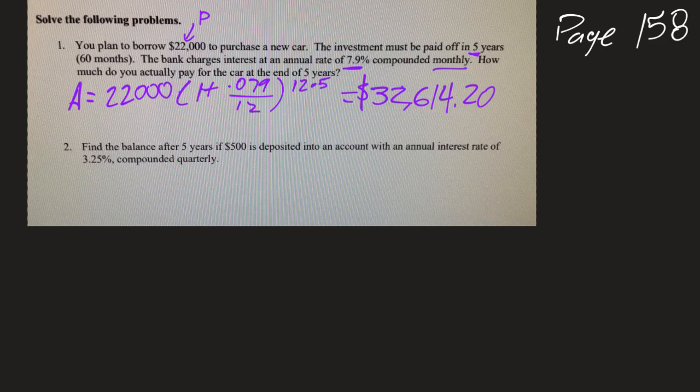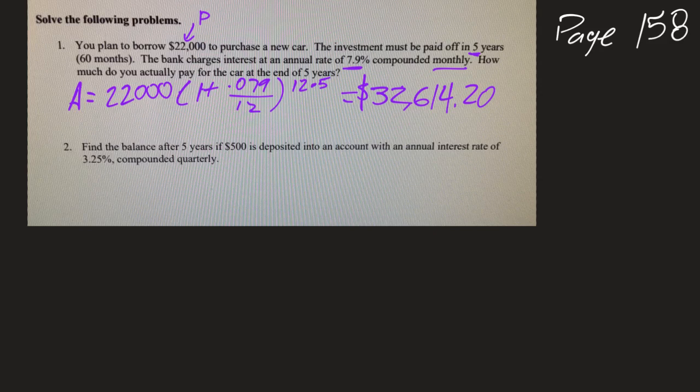$32,614.20, which actually, if you think about it, is kind of crazy, right? That you bought a $22,000 car and you ended up paying $10,000 more than the price of it because you had to take an interest loan on it. Okay, let's do this again. So problem 2, talking about a $500 deposit into an account and waiting 5 years, letting it compound.